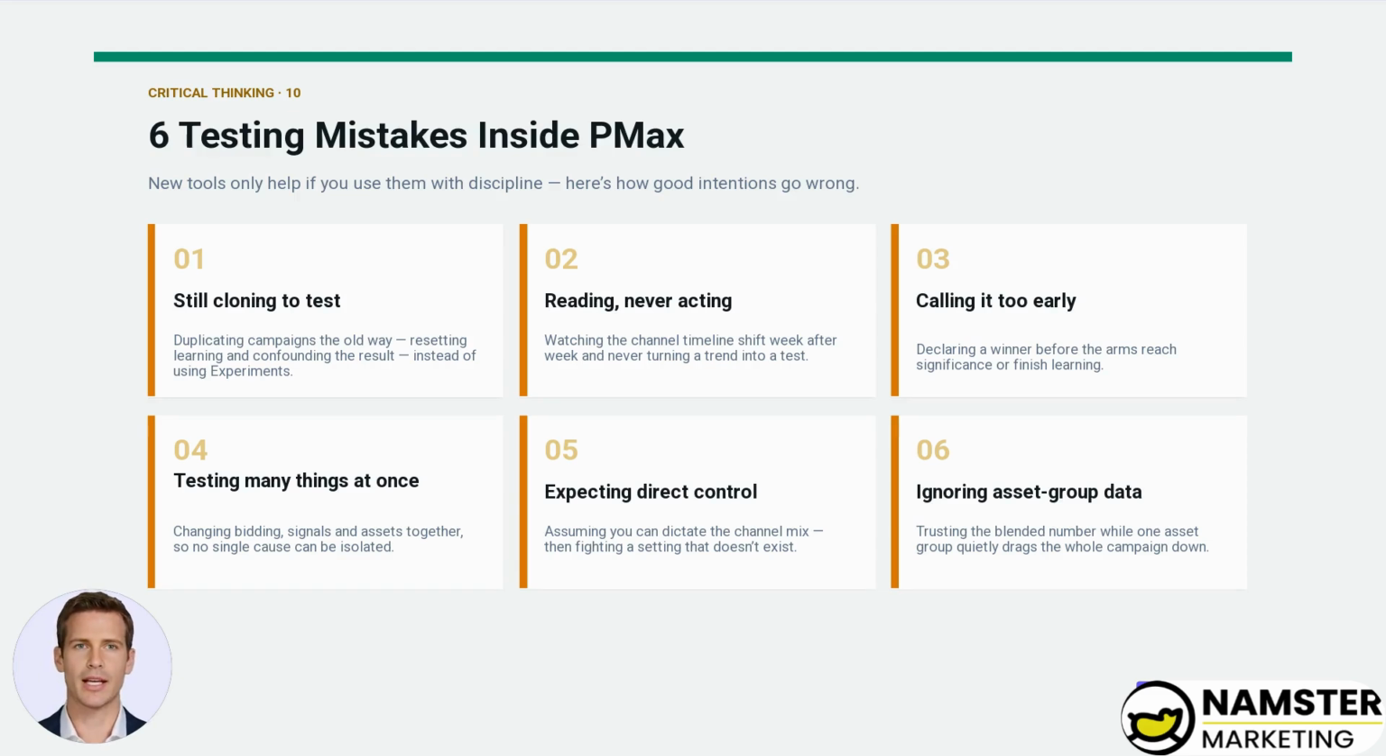First, still cloning to test. This is outdated and error-prone. Second, reading but never acting. Don't watch a trend slide for weeks without launching a test. Third, calling it too early. Declaring a winner before significance is reached is just gambling.